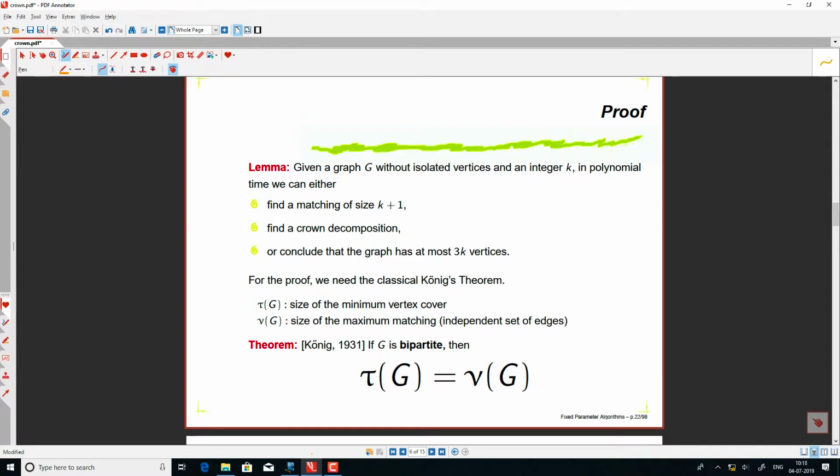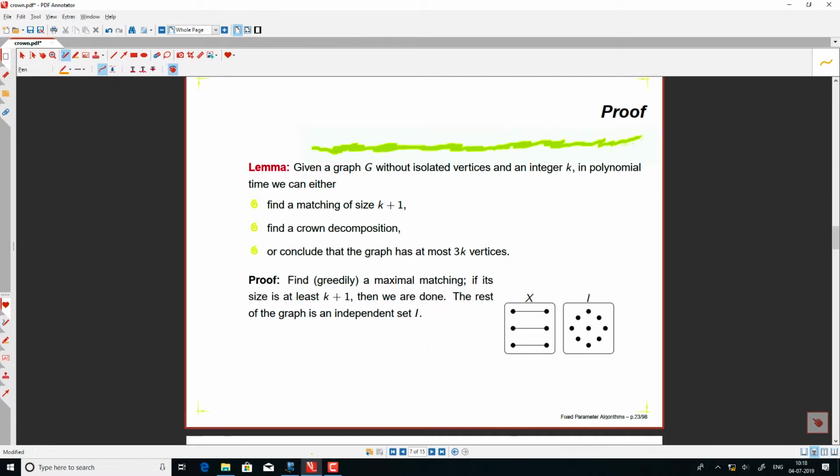So the net-net is, even though vertex cover is an NP-hard problem in general graphs, it is polynomial time solvable on bipartite graphs using matching, okay? We're going to use this for the proof of this theorem. Recall, what I'm left to do is to give a proof of this lemma. We will use the fact that in a bipartite graph, maximum matching and minimum vertex cover are the same. So here is the proof of this lemma. First, I will find a maximal matching. Okay, what is the difference between maximal and maximum?